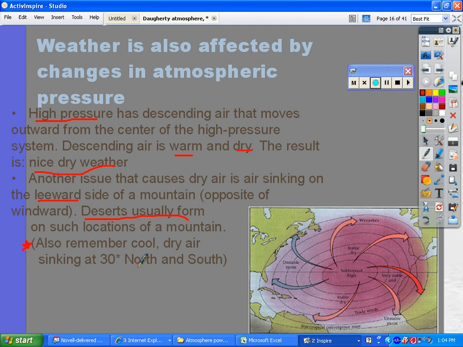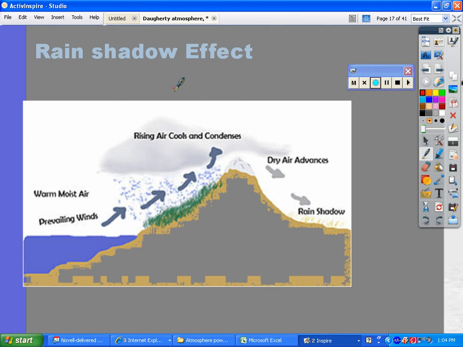At 30 north and 30 south latitude, when we're talking about convection cells, you also have that dry, cool air sinking at 30 north and 30 south. So these are all different scenarios where you can get dry, cool air sinking, and you get very dry conditions because of that. So let me show you the rain shadow effect.